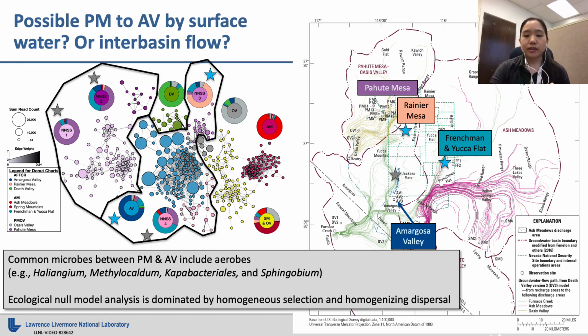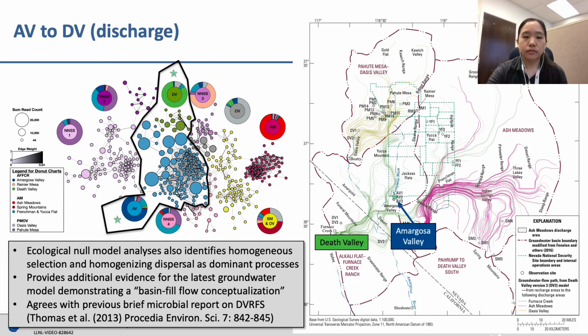There may also be some connection from Paiute Mesa to Amargosa Valley, but we definitely need more samples to corroborate this assessment. And finally, we can see that the Death Valley cluster of common microbes is closely associated to the Amargosa Valley cluster of common microbes, and along with ecological null model analyses and a previous report on the microbiology of DVRFS, this suggests that the microbiome does support the basin fill flow conceptualization.